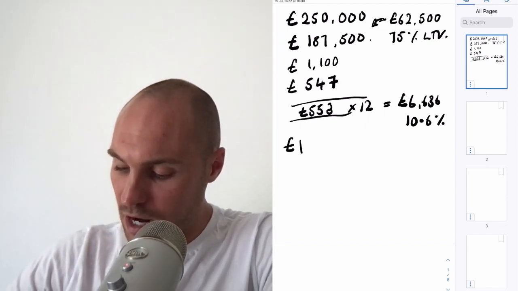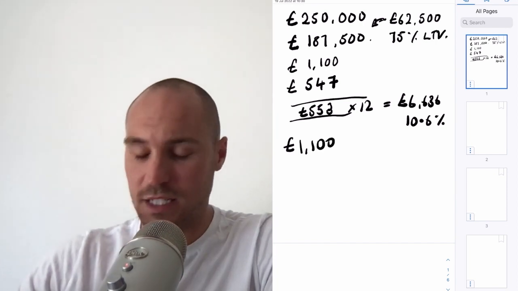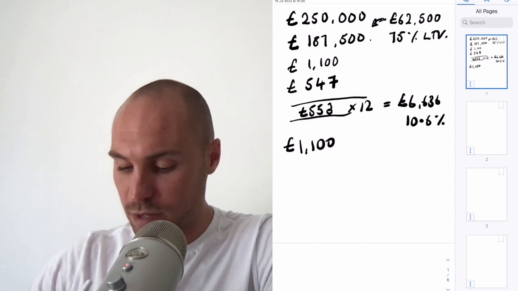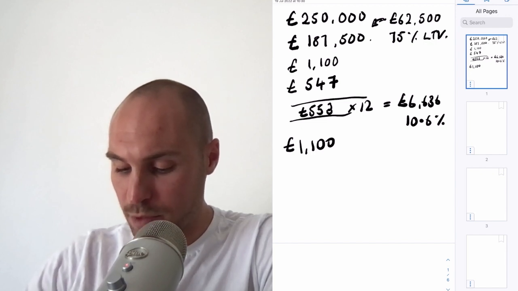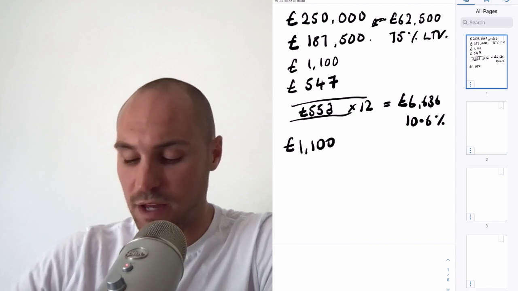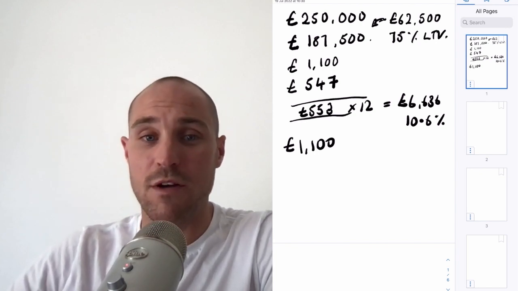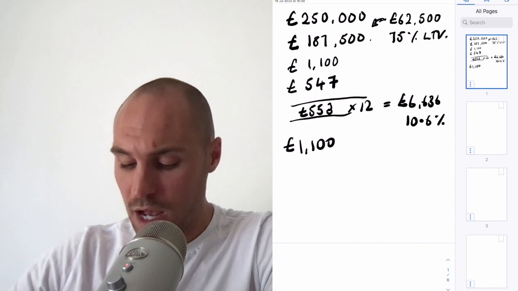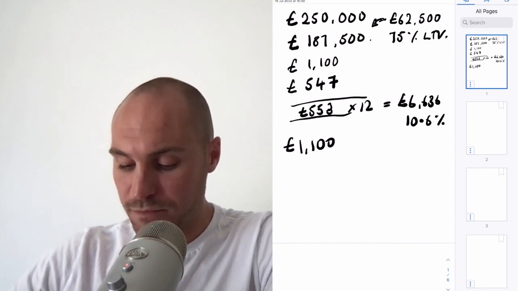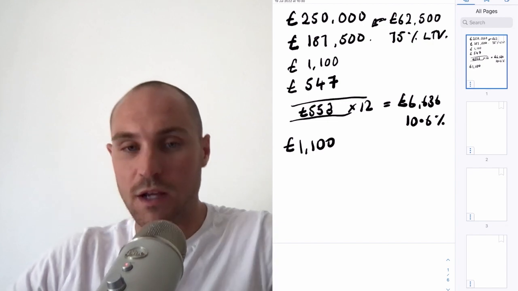So we'd get the rent at 1,100, so the rent stays the same. But on the mortgage, we do £187,500. Now, I have a mortgage calculator app here, and so I'm just going to do it in here. So we take £187,500 over a repayment period of 25 years, at an interest rate of 3.5%, gives me a monthly repayment here.